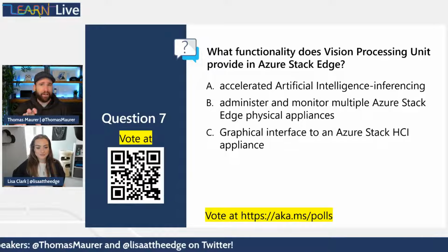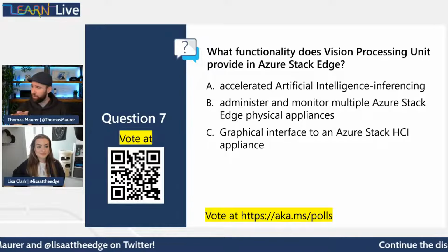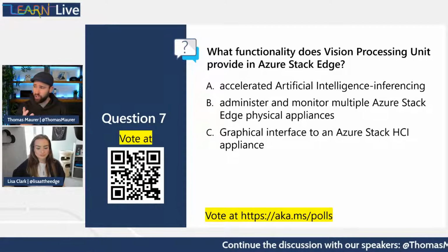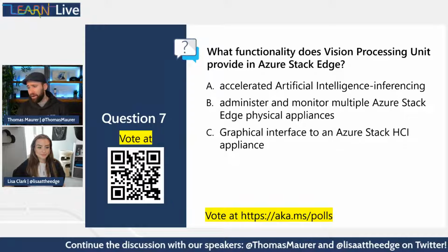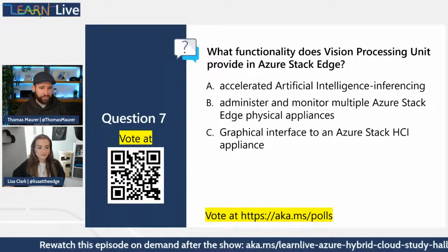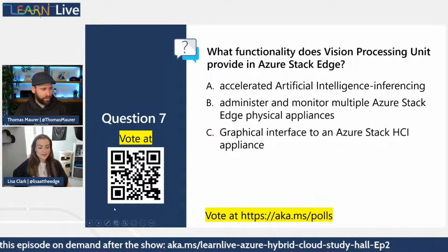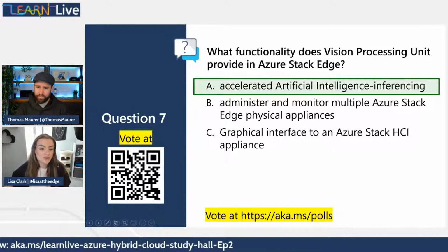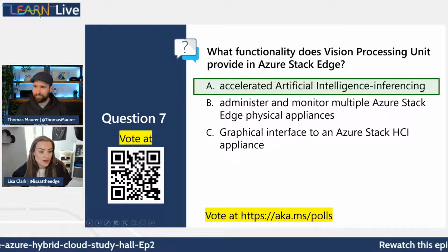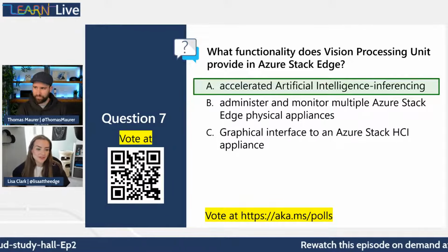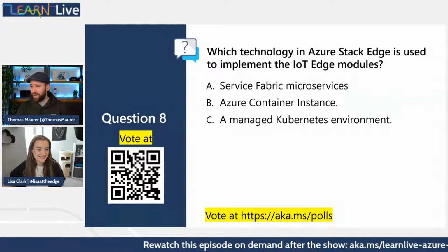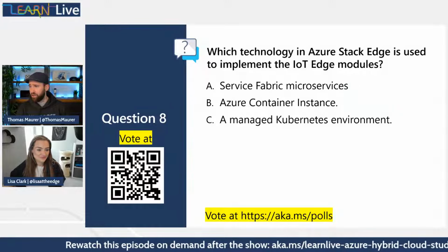The question for me, again, is very simple. I mentioned the factory floor, right, of the vision processing, and obviously I mentioned the AI and the machine learning we can use at the edge. So in my opinion, it's definitely going to be A. Yes. Because the question specifically asks about the vision processing unit. So it's not B, and it's definitely not C. So yep, A.